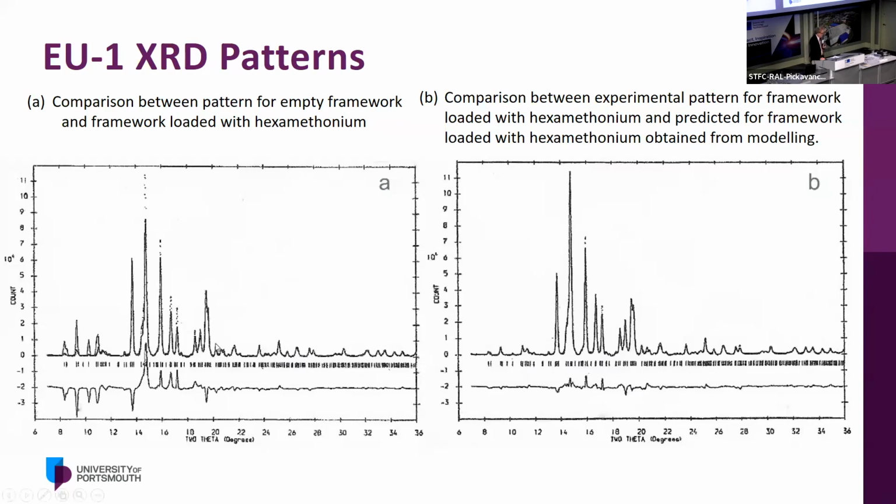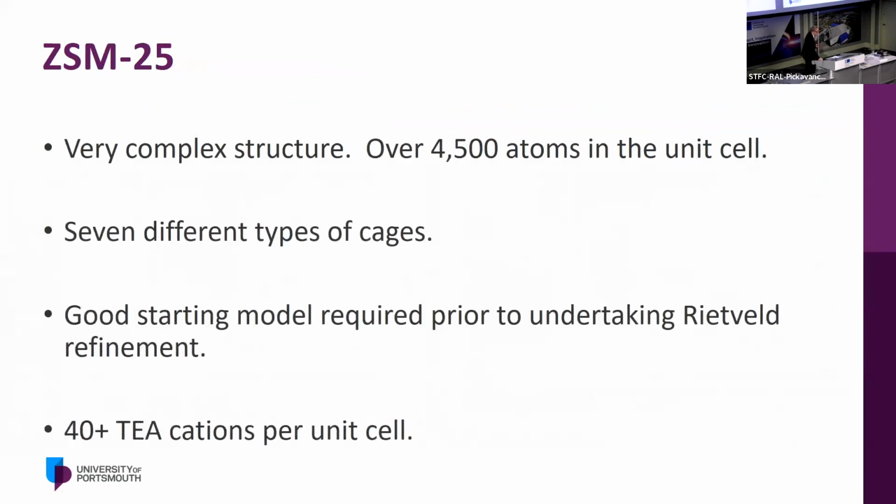And with EU1 here, on the left-hand side, we've got the pattern of the framework filled with the templates and also the empty framework as well. So at the bottom, we've got the difference between the two. So that's a contribution to the spectrum from the templates themselves. When we take the model there and put it in, then you see an immediate significant improvement in the fit here. And in fact, in that case, further Rietveld refinement didn't move the template at all. It agreed completely with the predicted location of the template.